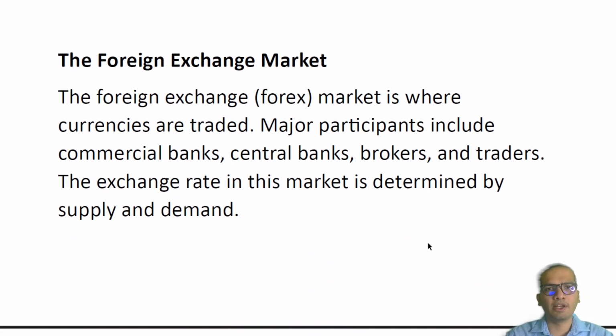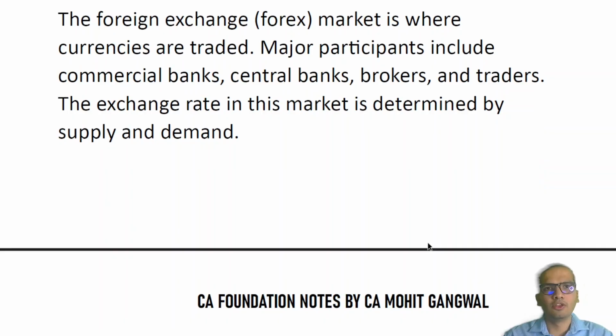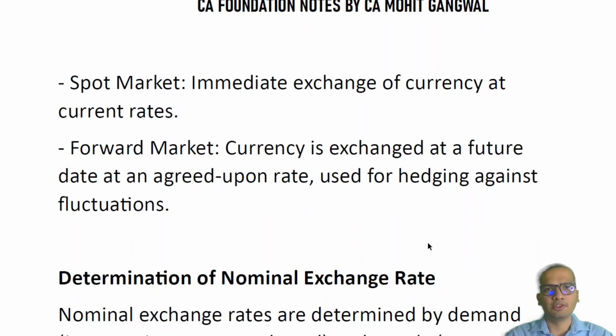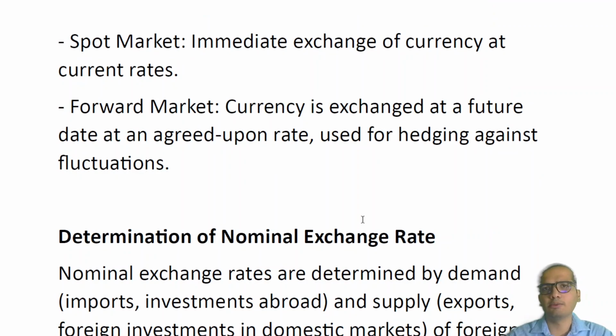Then comes the foreign exchange market. The foreign exchange, or forex, market is where currencies are traded. Major participants include commercial banks, central banks, brokers and traders. The exchange rate in this market is determined by supply and demand. The spot market is the immediate exchange of currency at the current or prevailing rate. Then comes the forward market, where currency is exchanged at a future date at an agreed-upon rate, used for hedging against fluctuation.